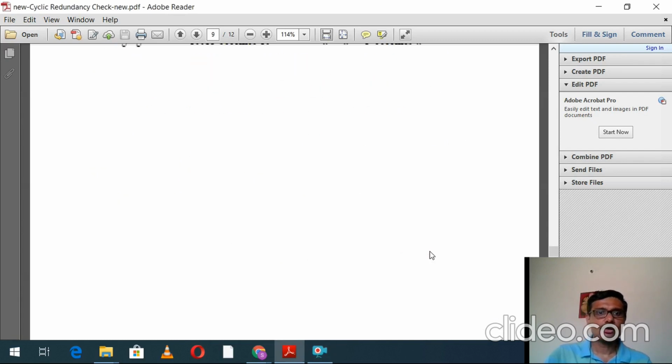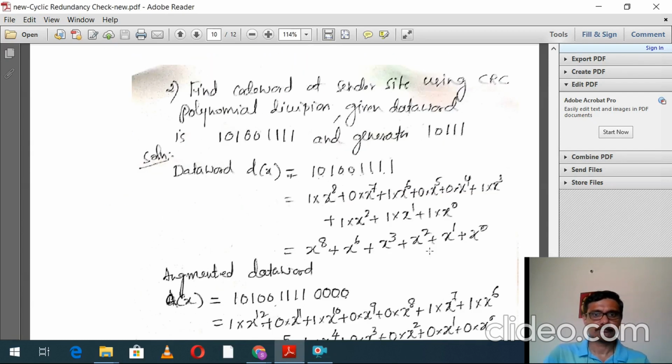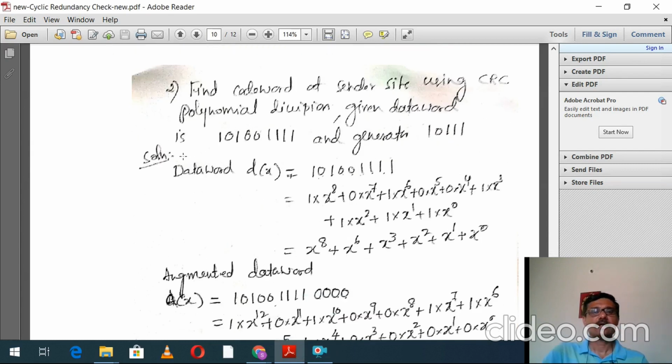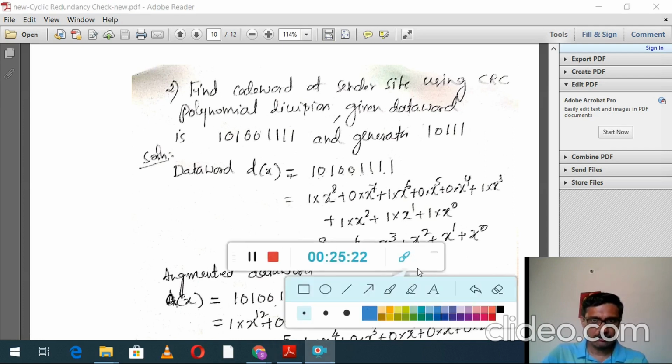So now let's take an example. This example shows how to generate a code word at the sender side using polynomial division. So find the code word at the sender side using CRC polynomial division. The given data word is this. This is a divisor. Generator polynomial means it's a divisor.